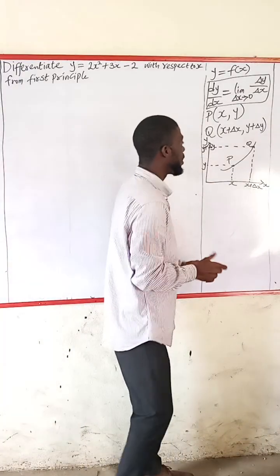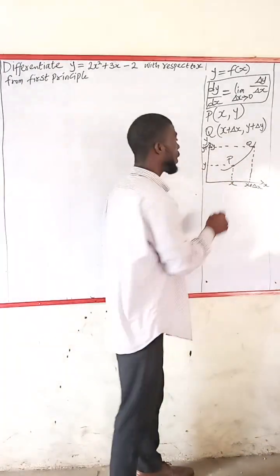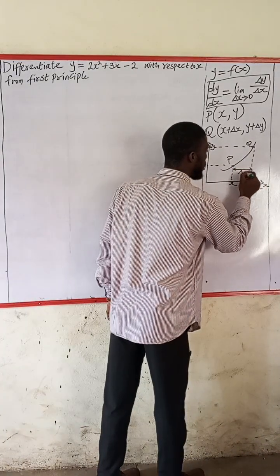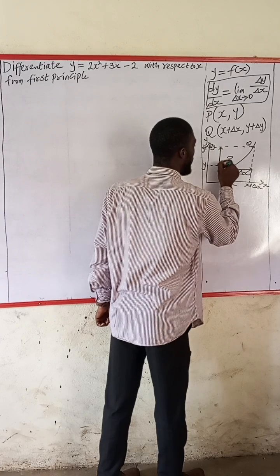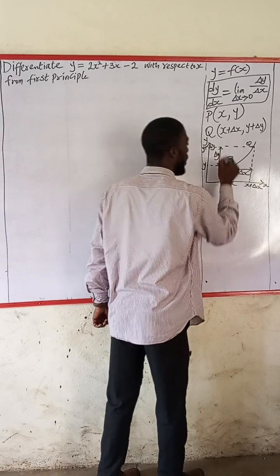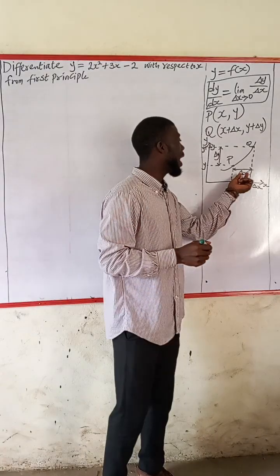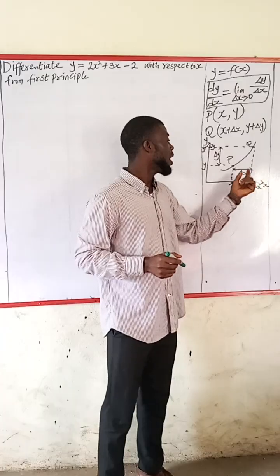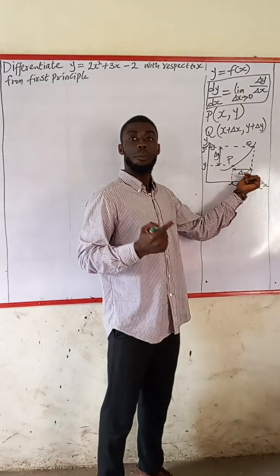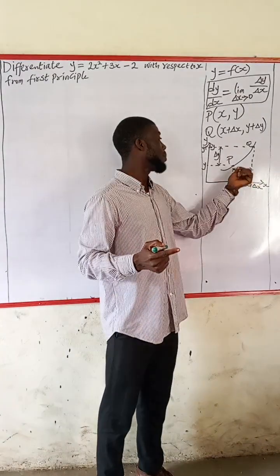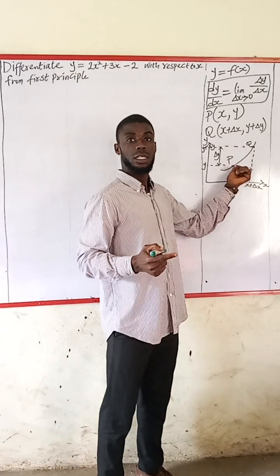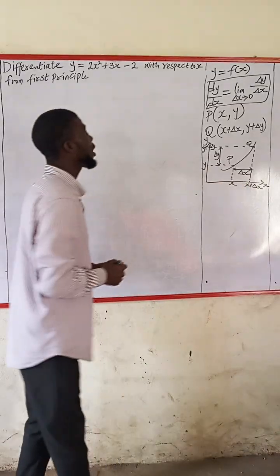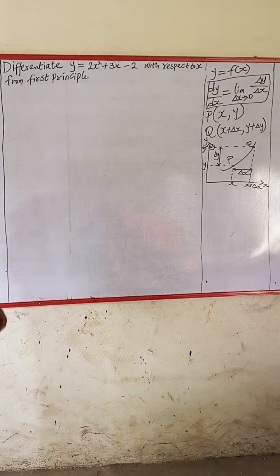The change between P and Q, from here to here with respect to x, is the change in x. From here to this place is the change in y. We are saying that if we are on point Q, and this change in x is approaching 0, that means it's going to be on this point. We are then going to get the derivative. That's what this simply means. Okay, now let us go back to the question to try to differentiate this.